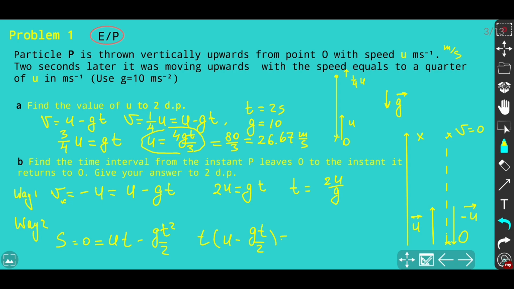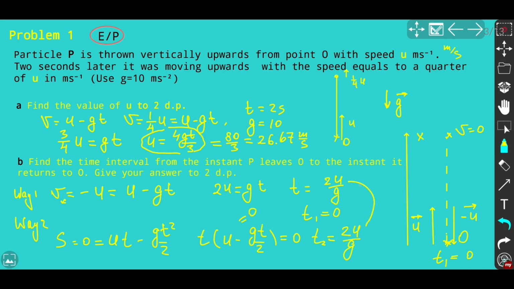Because the result is 0, there are two options. t1 is going to be equal to 0. That's the starting instance of time, basically when it starts moving upwards, okay? And the second bracket can also be equal to 0. So that means the second time instance is going to be equal to u over g. And if you compare with way 1, you'll get absolutely the same expression, okay?